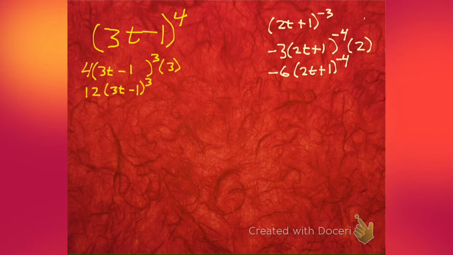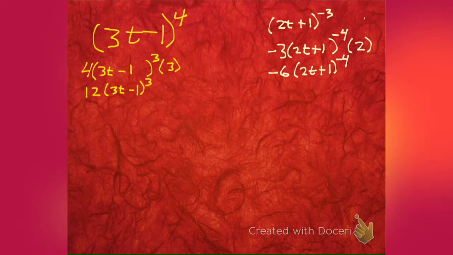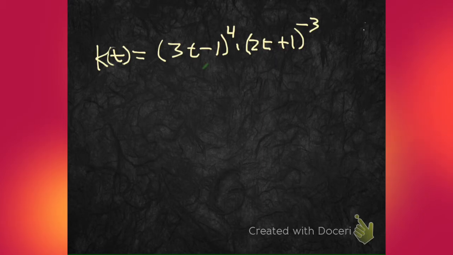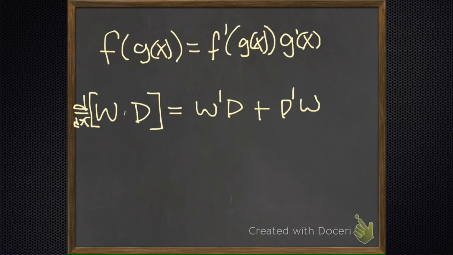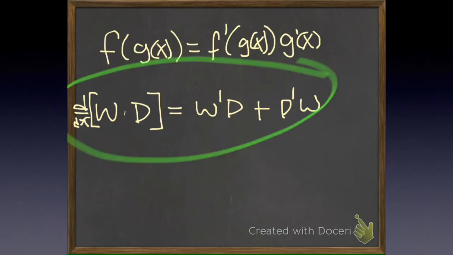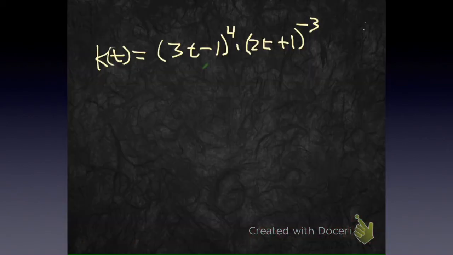So we were taking the derivatives of the pieces. And why were we doing that? So that we could use the product rule. The product rule, that's this bottom one. It's the derivative of the first times the second plus the derivative of the second times the first. And we'll do that here.